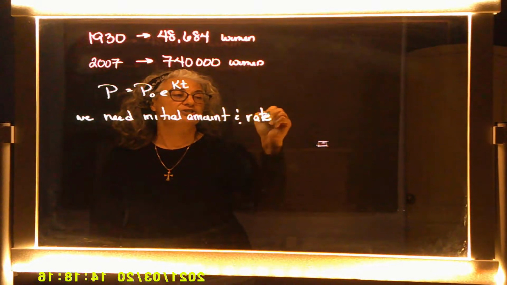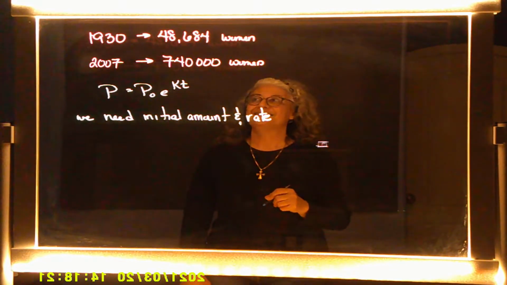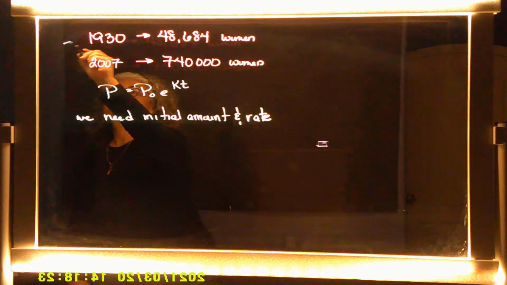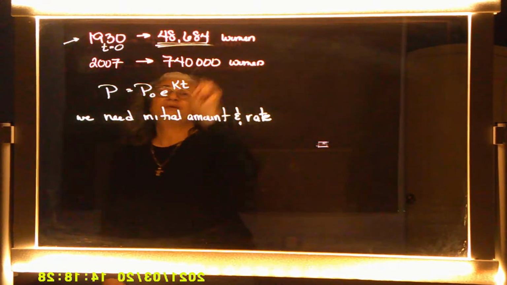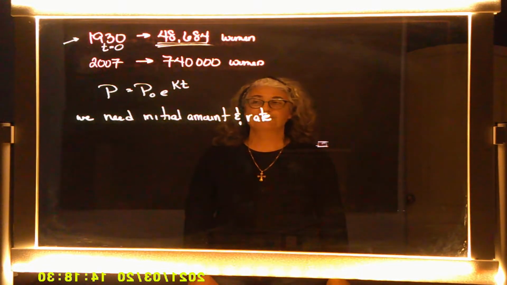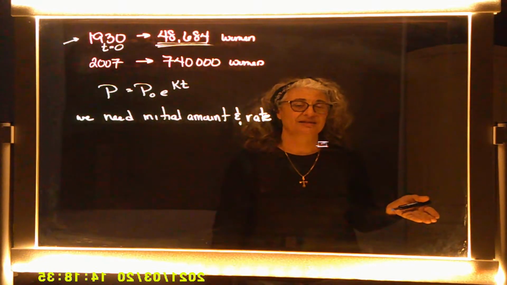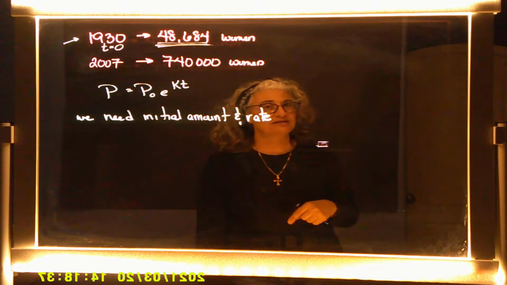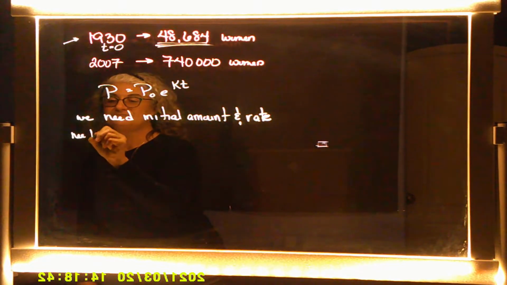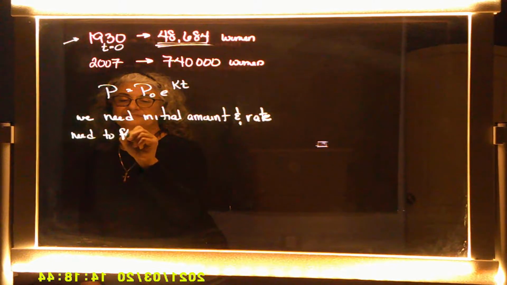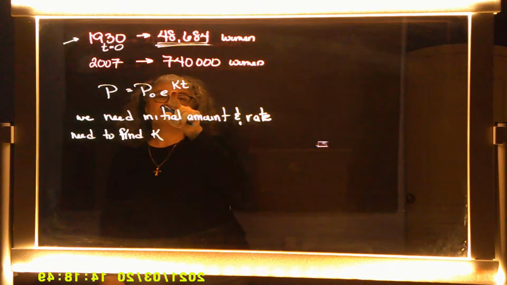Okay, so my question to you is this. Did they give us the initial amount? Yeah, they did, because they started telling us in 1930. So that means this time is 0. So here's our initial amount of the 48,000, right? Okay, and then we need the rate. Did they give us the rate? No, as a matter of fact, that was one thing they said to go find. So we need to find K. Need to find K.